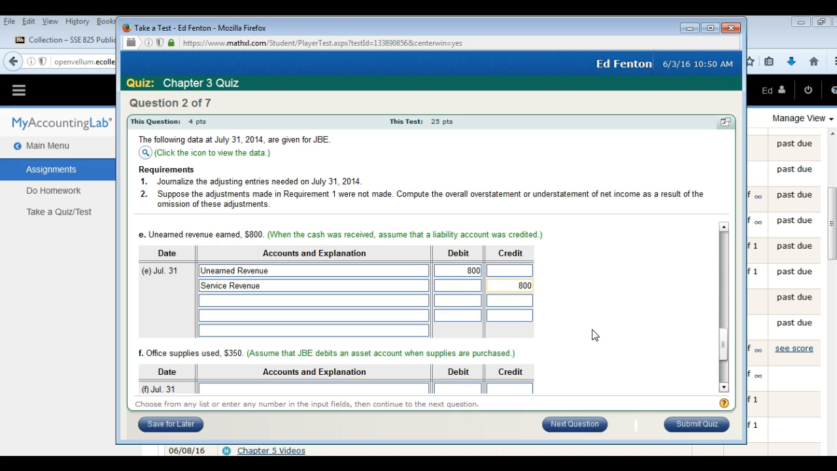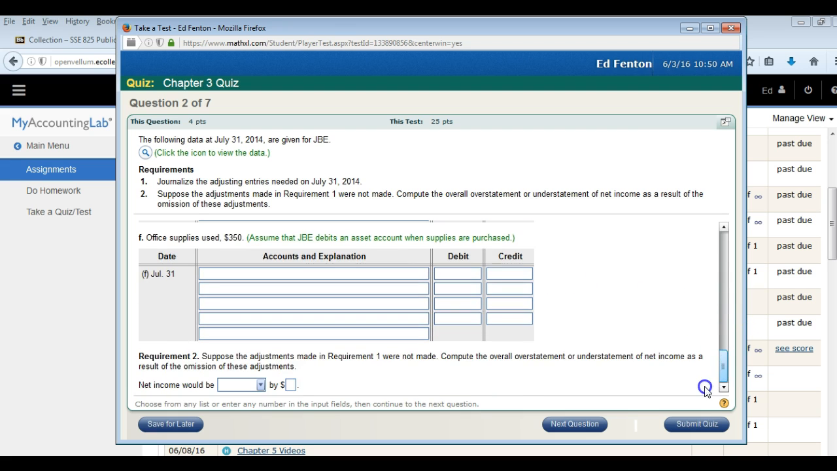So that's what you do with each of these, and then again, as I said, go to the bottom after you add up all the items A through F and put down the total here. And you indicate whether it's over or understated and type in the dollar amount.